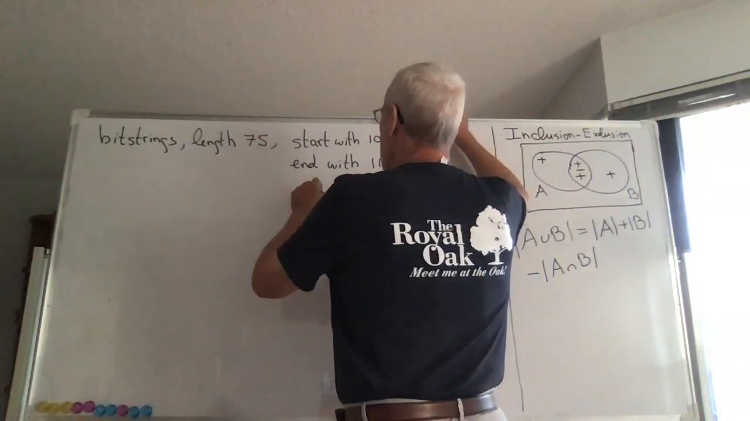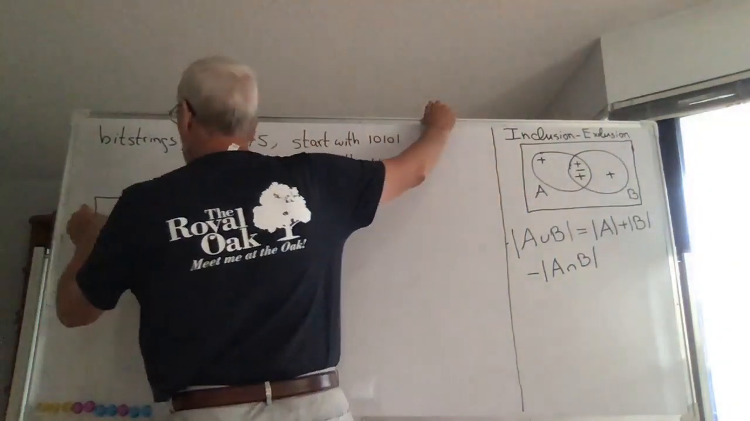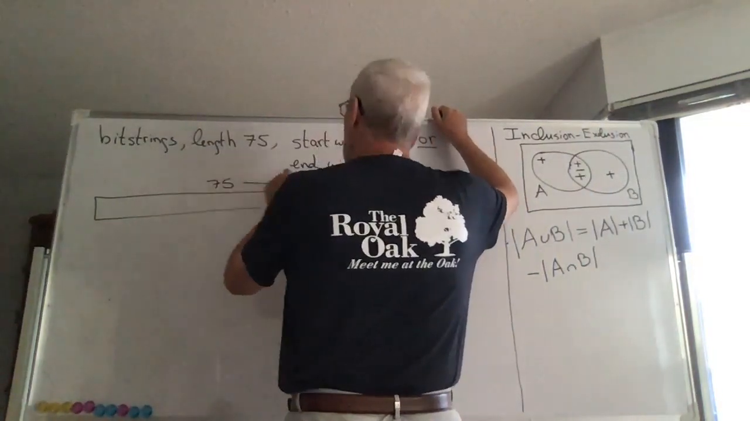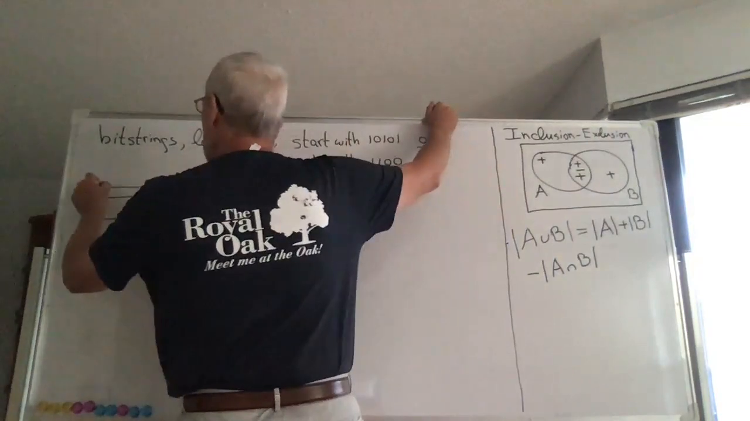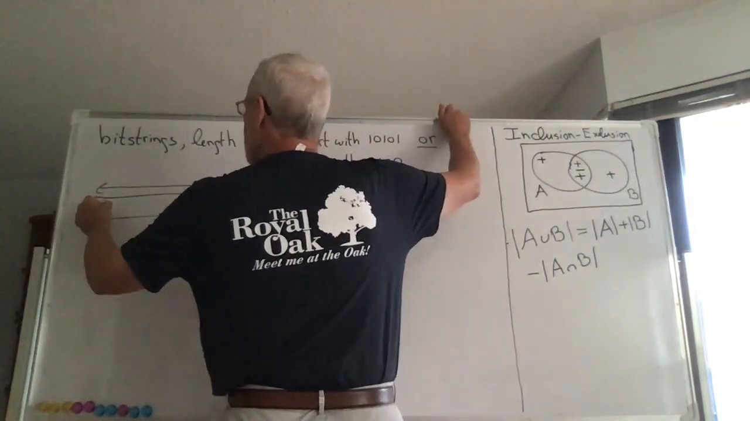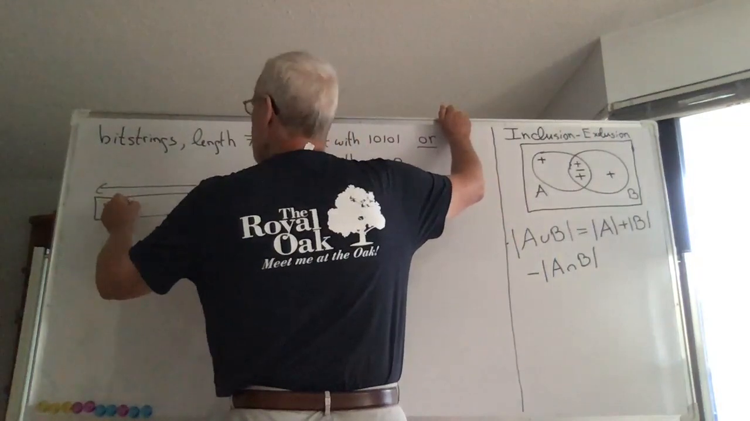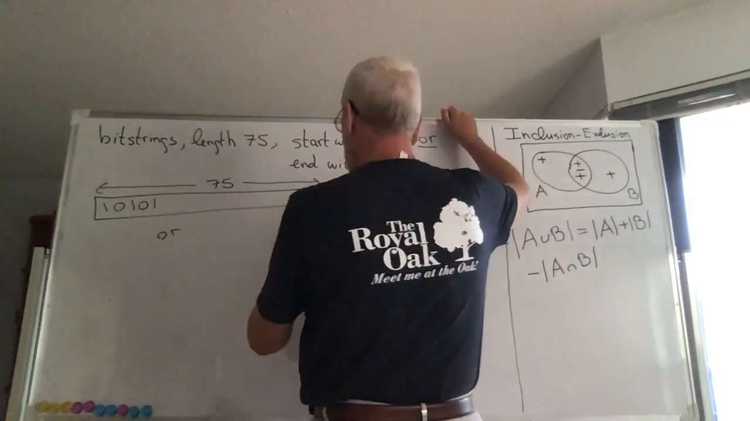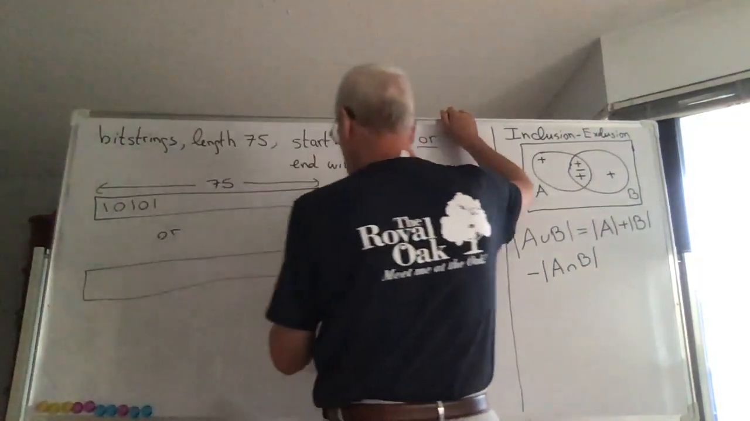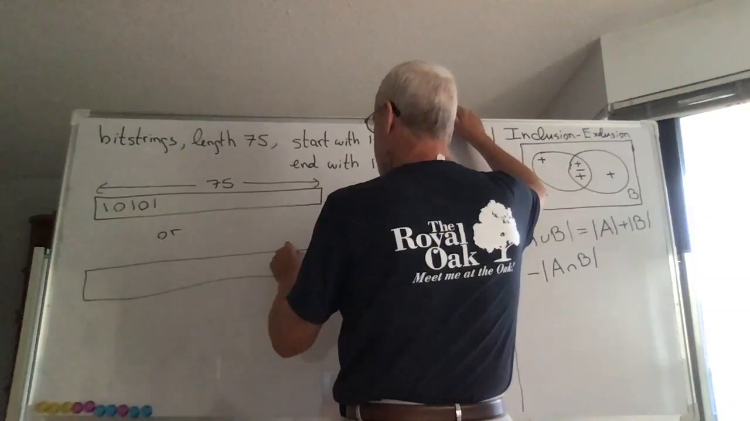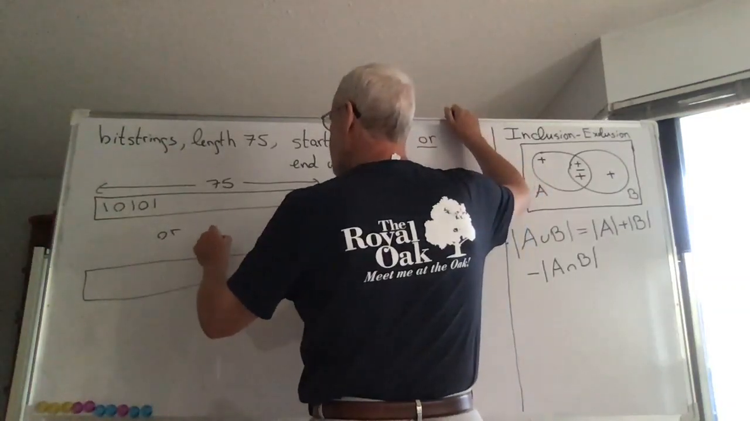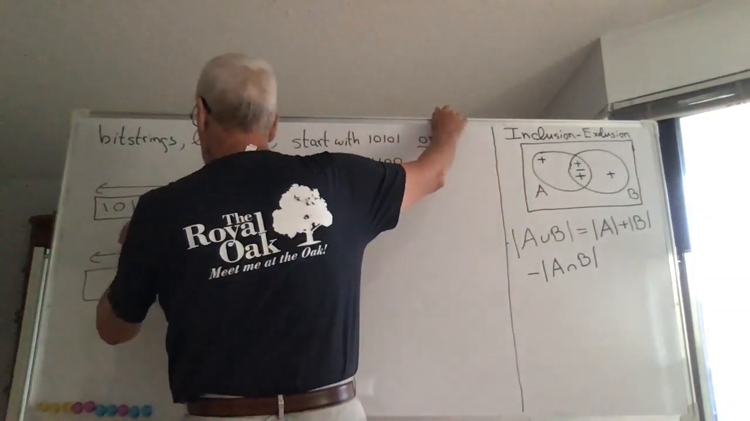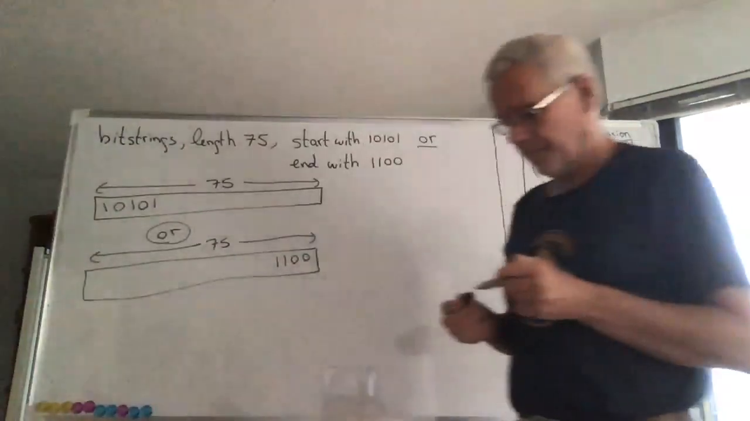So in a picture, the length is 75. And they start with 10101 or 1100. And again, the length is 75. Okay, so how many bit strings are there?